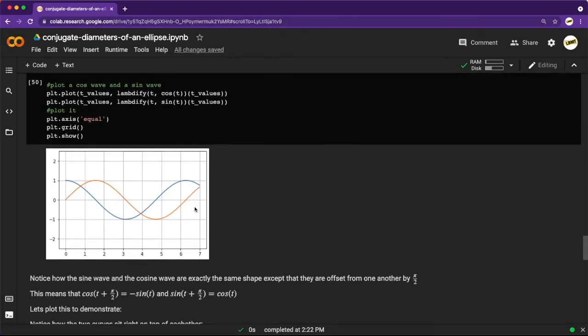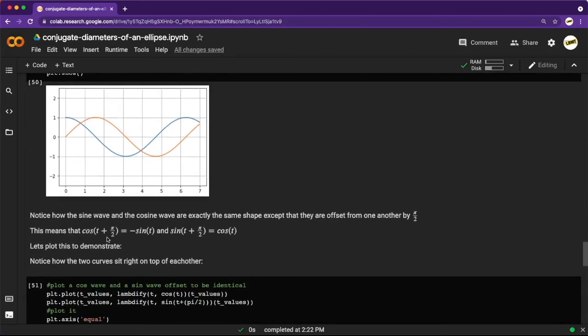Well, let's think a little bit about what cosine and sine are. I went ahead and graphed cosine and sine on this pie plot here. And you might notice something important here. Cosine and sine are actually the same exact wave shape. They're identical, it's just that they're offset by a little bit. How much are they offset by? Well, we said earlier that these conjugate diameters are offset by pi over 2, and it's a pretty good guess that sine and cosine are also offset by pi over 2, and sure enough they are.